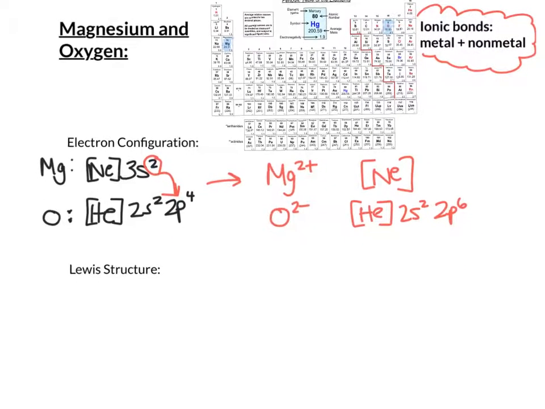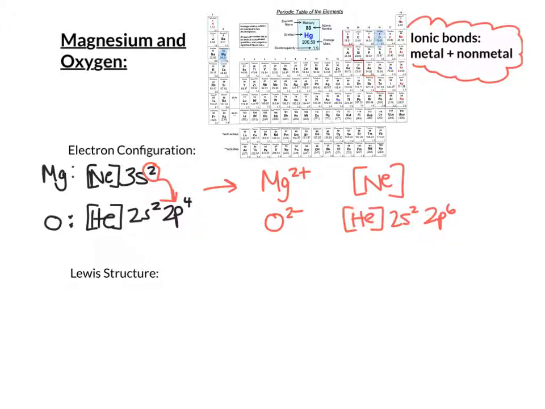All right, we're also going to look at the Lewis structure of how this bond forms. So I'm going to draw the Lewis structure for magnesium, which if you look here, it's in the second group, so it has 2 valence electrons. So I'll draw my 2 valence electrons. Remember, they're paired over there in that s orbital.